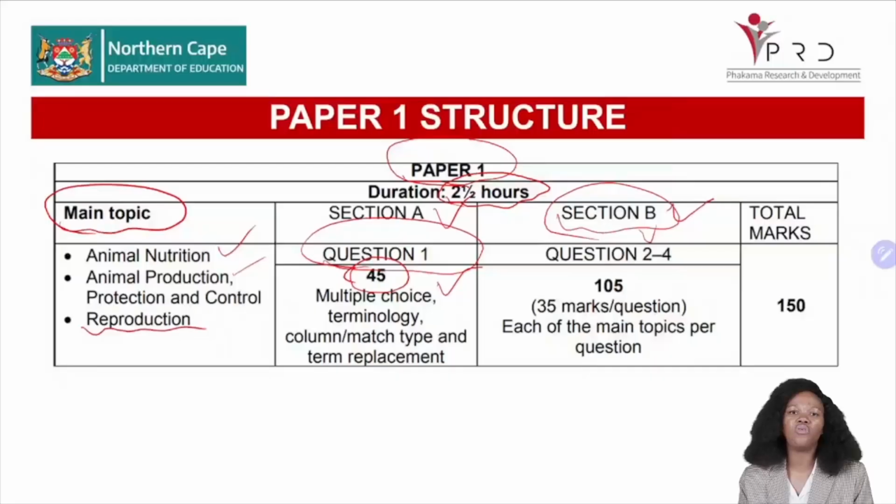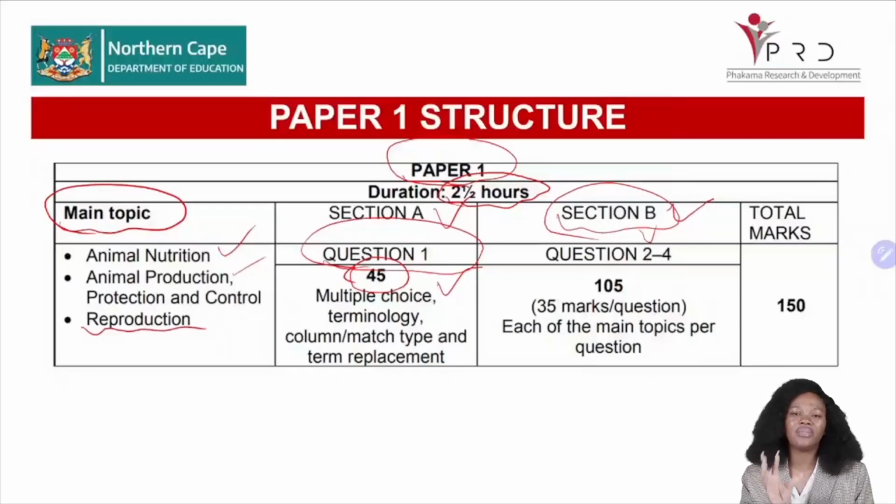And the last question, question 4, has animal reproduction, where we include animal multiplication or duplication of farm animals. There are different reproductive systems. We have pregnancy, oestrus, synchronization, parturition, abortion, dystocia, topics like lactation, and we also include the oestrus cycle.